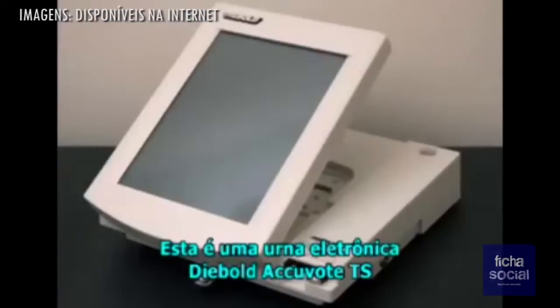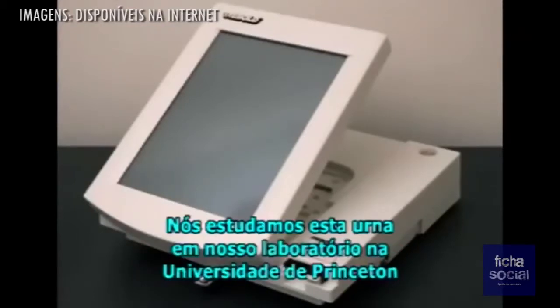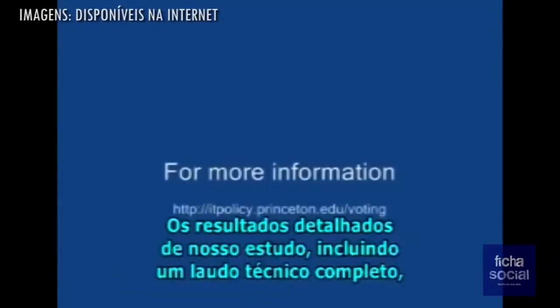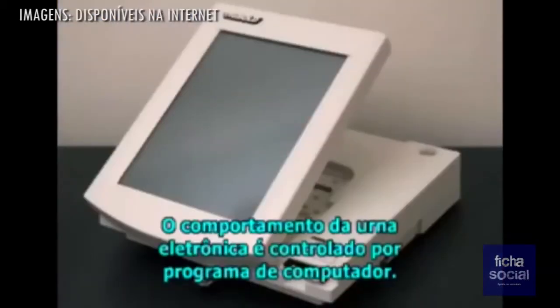This is a Diebold AccuVote TS electronic voting machine of the type used in elections in several U.S. states. We studied this machine in our laboratory at Princeton University to evaluate its security and its suitability for conducting elections. The detailed results of our study, including a full technical paper, are available at itpolicy.princeton.edu/voting.